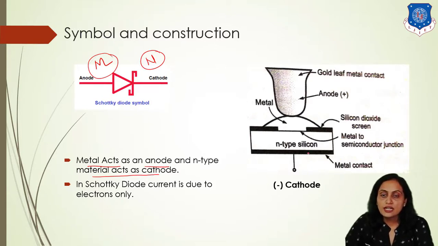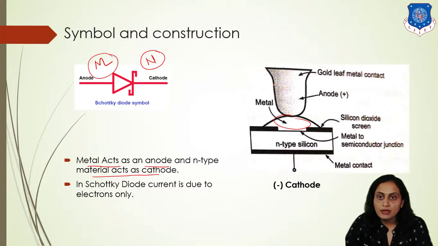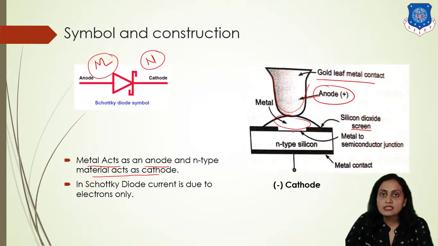This is a construction diagram for the Schottky diode. This region is the metal region, the anode region, and with this a metal contact is created, which is the gold leaf metal contact. That is why this terminal with the contact is the anode terminal. You can see there is a silicon dioxide screen over here, and this is the junction, the metal semiconductor junction. This is the N-type silicon material. A contact is created, a metal contact, and this is the cathode terminal. So this is the construction of the Schottky diode.